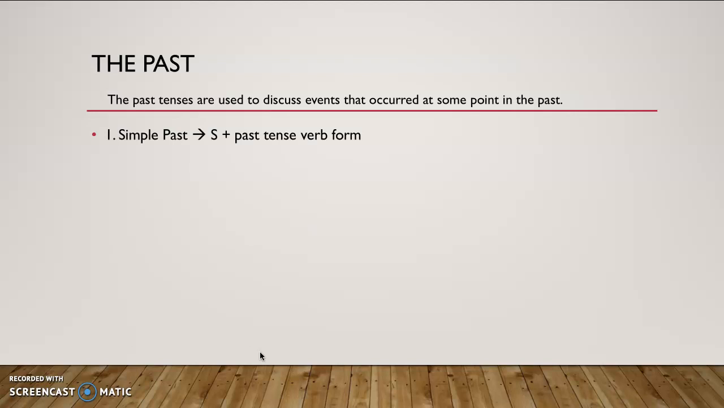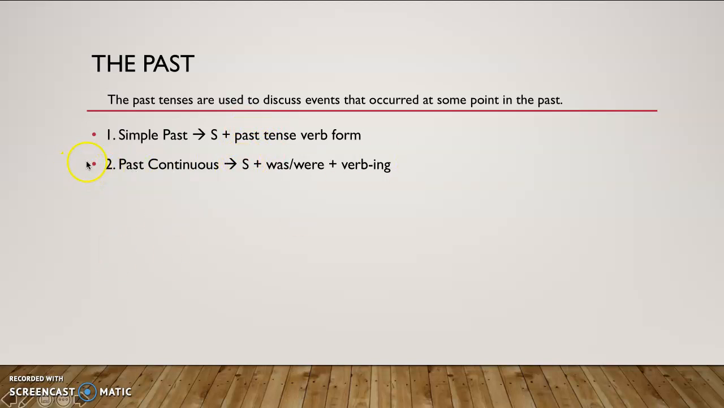The past tenses are used to discuss events that occurred at some point in the past. The first one is the simple past, followed by the subject. Okay, so the subject, S, just means a subject. So it's I, you, he, she, it, we, they. It can also be a noun, like a proper noun, like New York City or somebody's name. And then the past tense verb form.